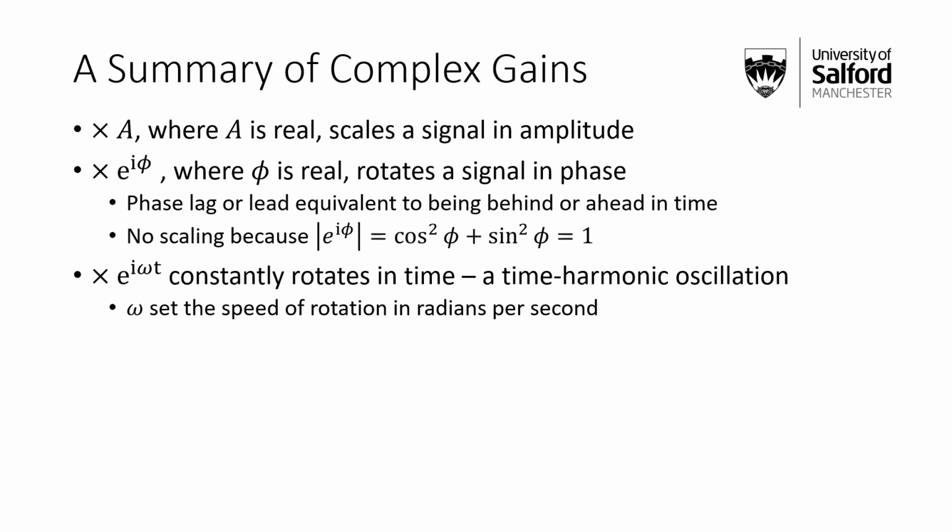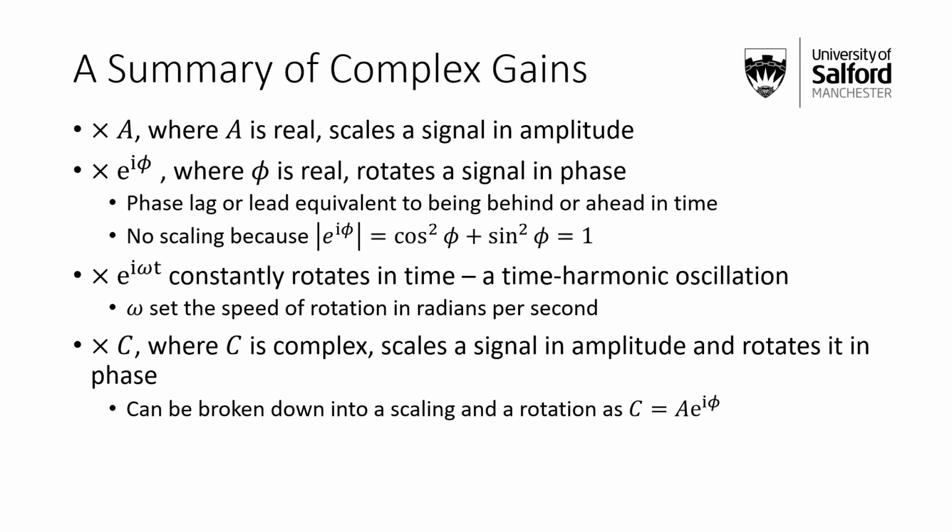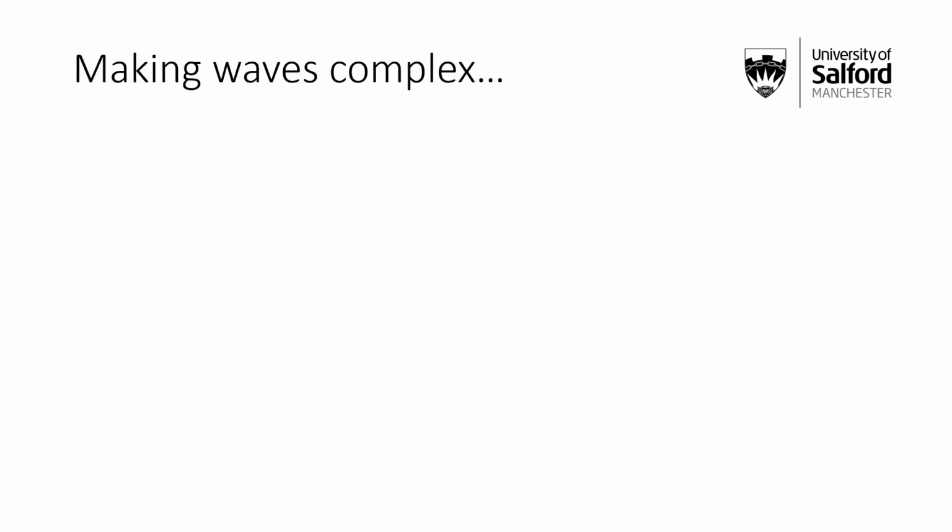e to the i omega t does a rotation, but it's a rotation that increases with time. It's just a spin round, and omega sets the speed of rotation in radians per second. And c is this complex amplitude, which scales a signal in amplitude and rotates it in phase, its starting phase at t equals 0. You can break it down into a scaling and a rotation as c equals a times e to the i phi.